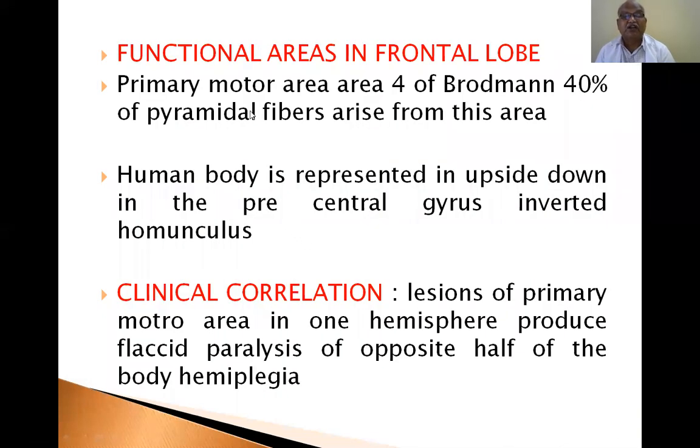Functional areas in the frontal lobe. The human body is represented upside down in the precentral gyrus, inverted. Clinical correlation: lesions of the primary motor area in one hemisphere produce flaccid paralysis of the opposite half of the body, hemiplegia. Before the central sulcus is the motor area, so a lesion in that area affects the opposite half of the body. So hemiplegia occurs in the opposite half of the body.